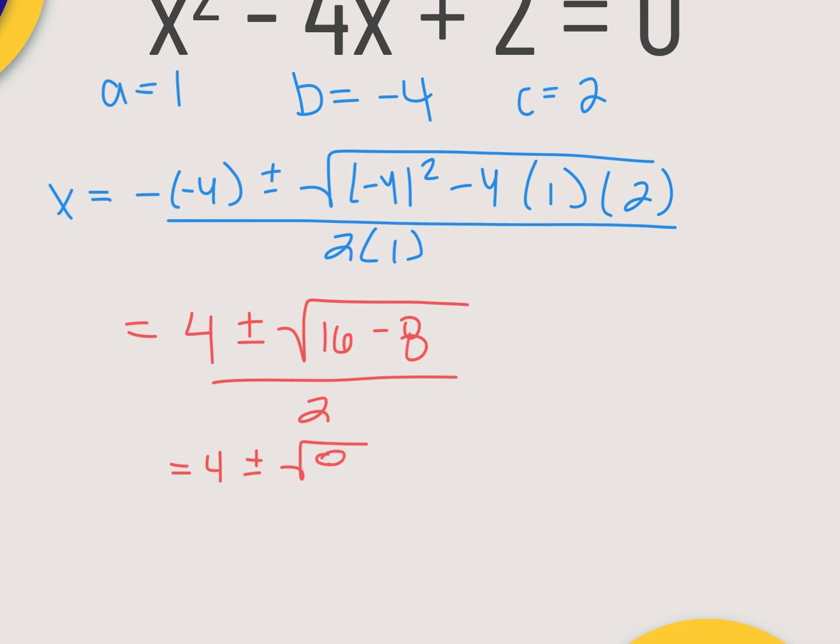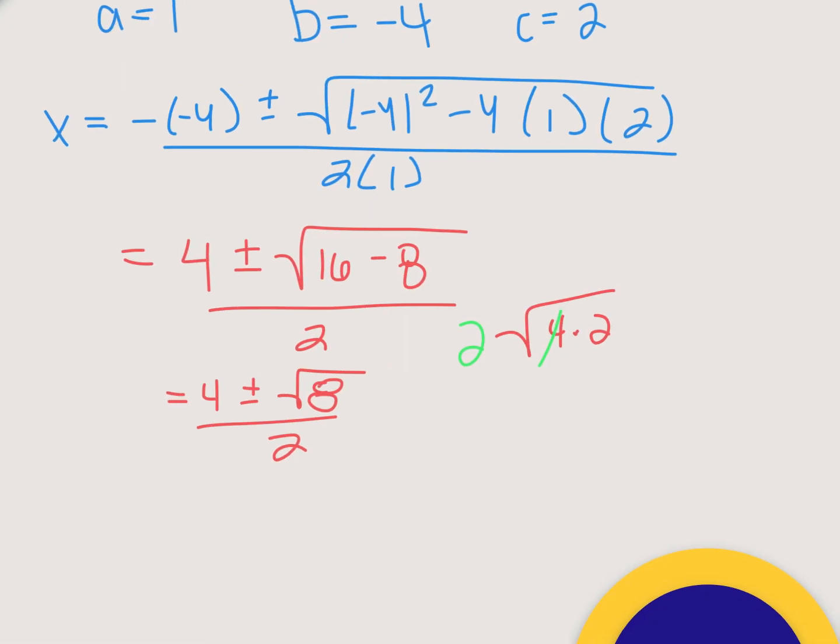8 over 2. All right, if you get here, guys, you're about 6 out of 10 points in, because now we have to remember, if I have a perfect square underneath the radical, I've got to get it out. What can I break 8 into? 4 times 2. So this becomes 2 square root of 2. You guys agree? All right, so I have 4 plus or minus 2 square root of 2 over 2.